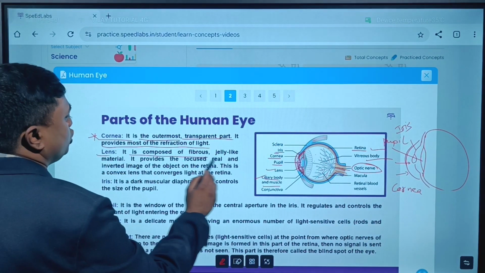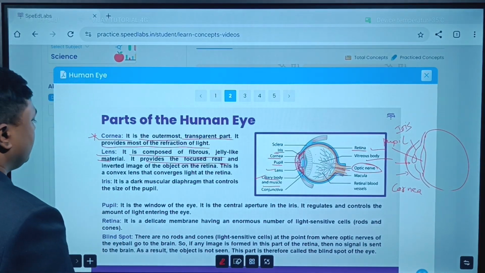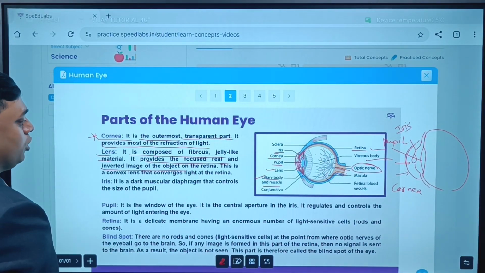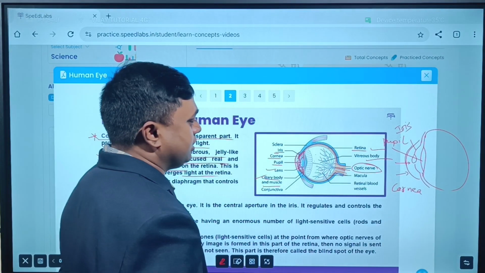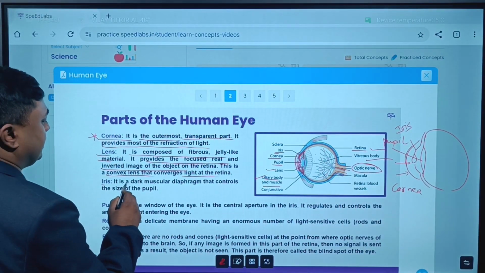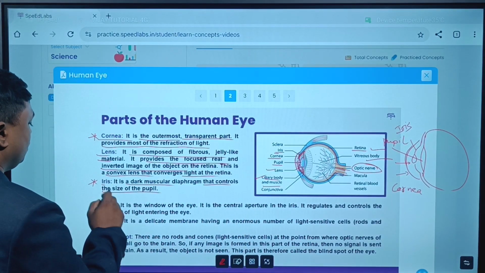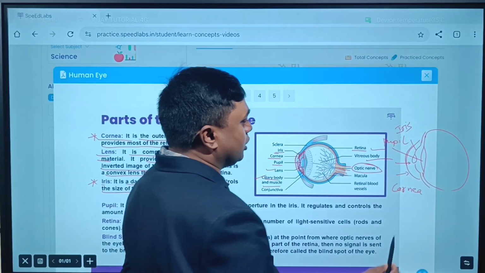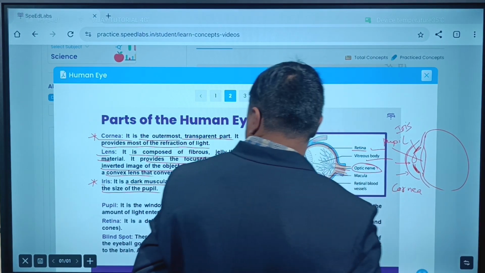Lens. It is composed of fibrous jelly-like material. It provides the focused real and inverted image of the object on the retina. This is a convex lens that converges the light rays at the retina only. Iris. It is a dark muscular diaphragm that controls the size of the pupil. So the amount of light entering into the eye is controlled by this iris.